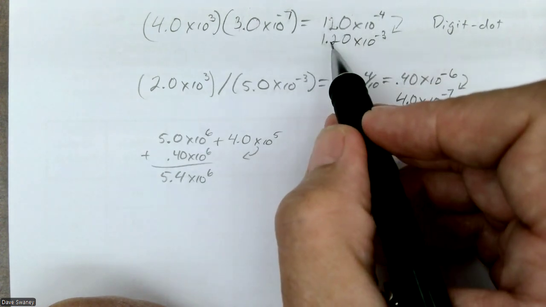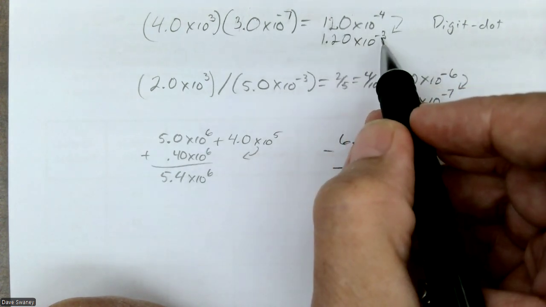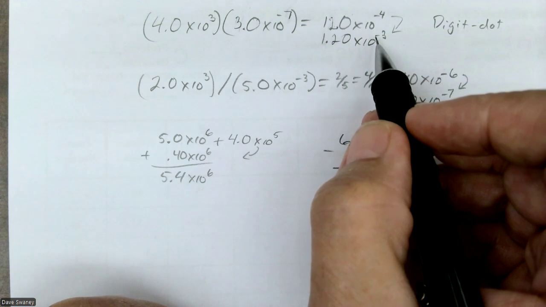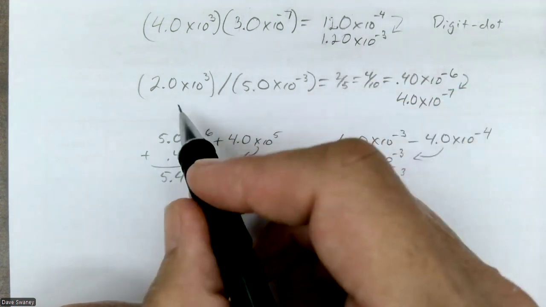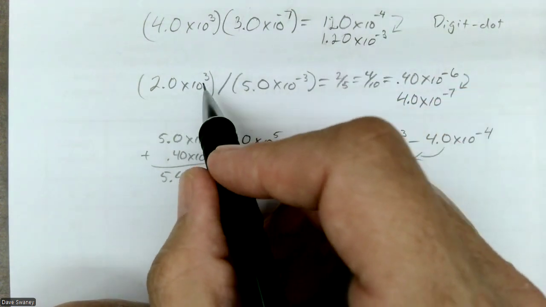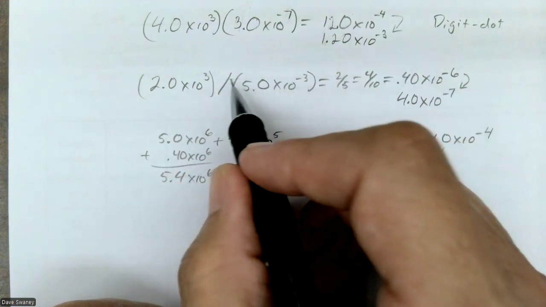This got smaller by 1 decimal point. This must get bigger by 1 decimal point. And bigger is less negative, which I left on the board in red lettering. Bigger is less negative. When we divide, we're going to subtract the exponents.